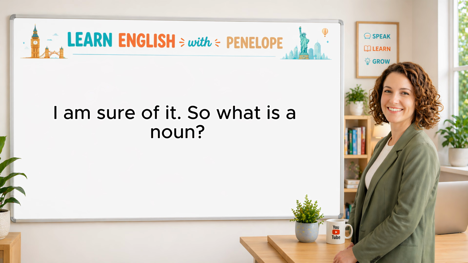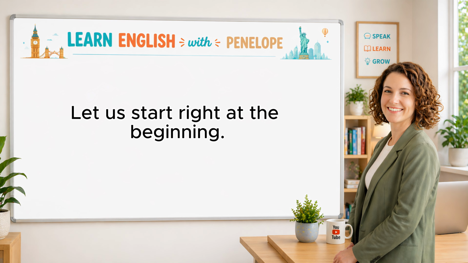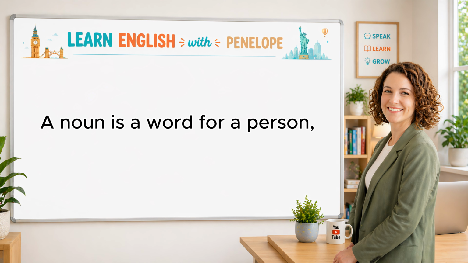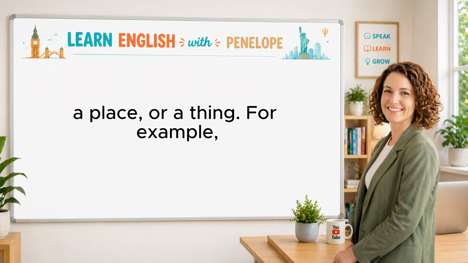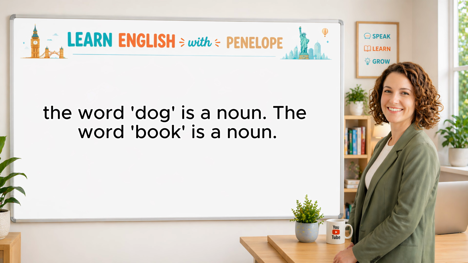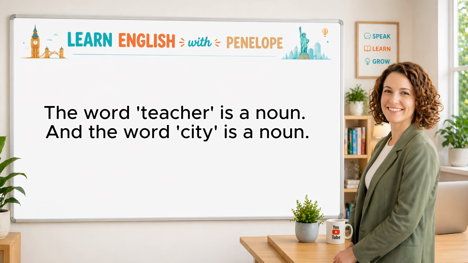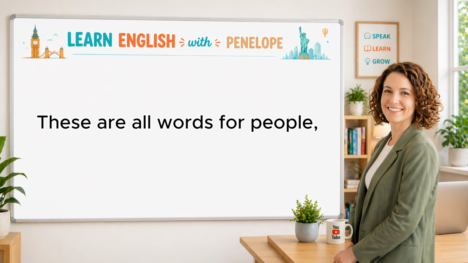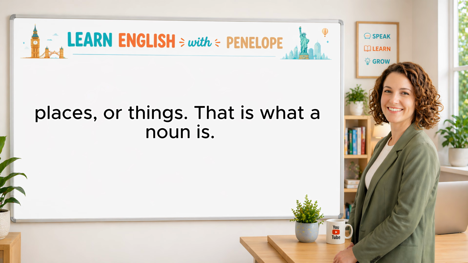So what is a noun? Let us start right at the beginning. A noun is a word for a person, a place, or a thing. For example, the word dog is a noun. The word book is a noun. The word teacher is a noun. And the word city is a noun. These are all words for people, places, or things. That is what a noun is.